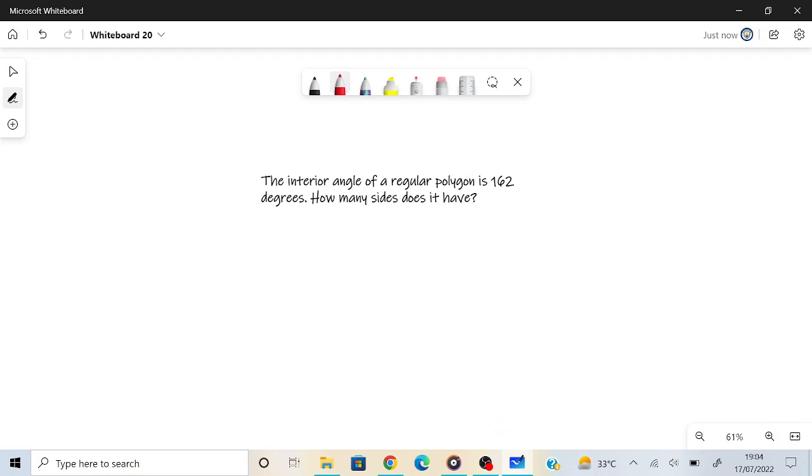Right, this one says the interior angle of a regular polygon is 162 degrees. Okay, good to know. How many sides does it have? This time they've given us the interior angle of a regular polygon, which they said is 162. Because it's a regular polygon, that's how we know that all the angles in that shape are 162 degrees. Now, it asked me to find how many sides it has.